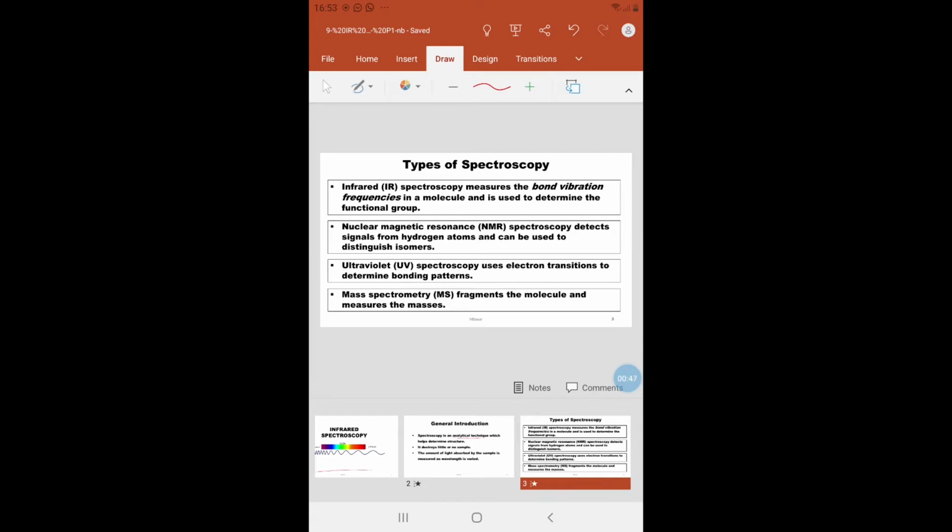What does IR spectroscopy do? It measures the bond vibration. So the keyword here is bond vibration. I will explain later what the vibration frequencies of a molecule are. And then you need NMR spectroscopy. What does NMR spectroscopy do? It detects signals from hydrogen atoms and carbon. We also need UV spectroscopy, and the last one is mass spectrometry.